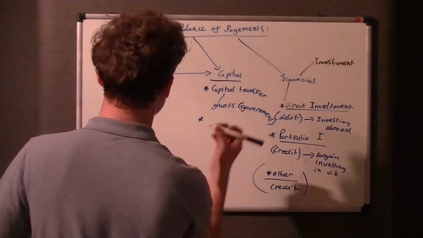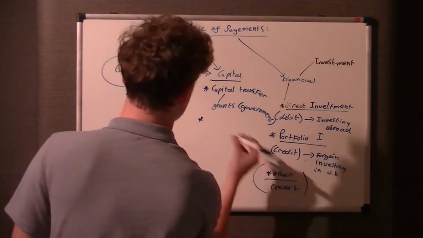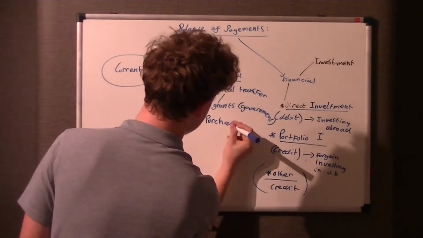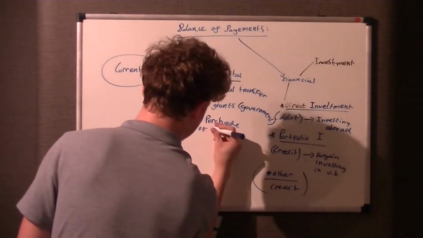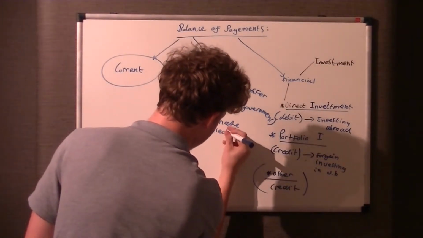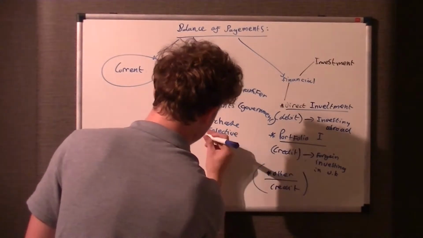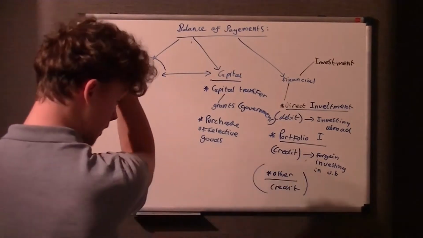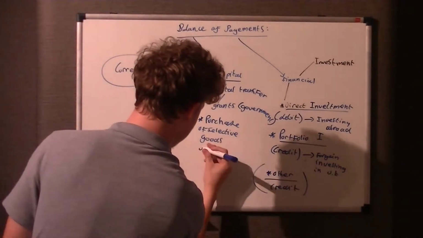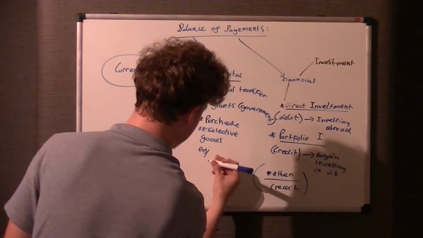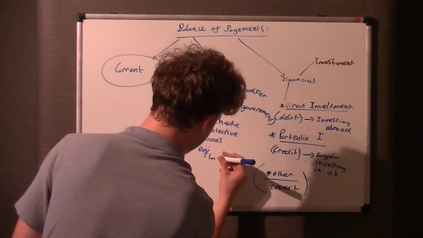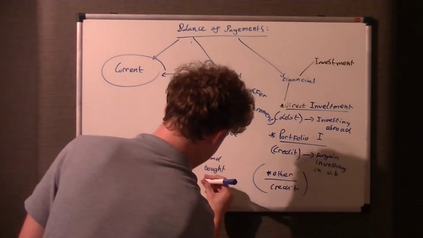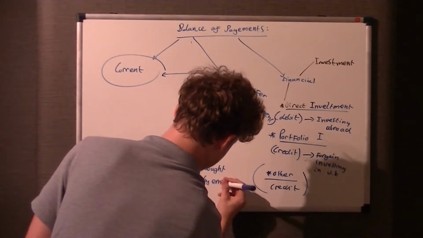So, purchase of land by an embassy, for example. So, purchase of selective goods. I'll explain the link between these in a minute. E.g. land bought by an embassy.